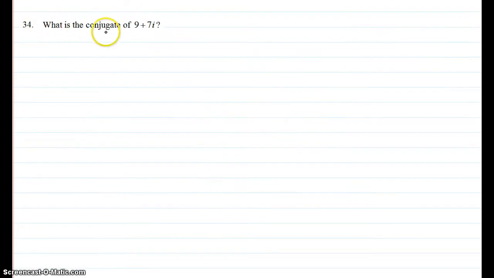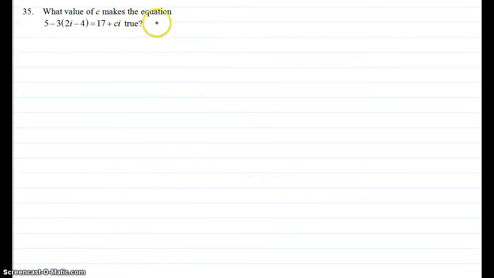Alright, 34, what is a complex conjugate? So like we already talked about, the real number stays the same, so it's going to be 9, and then we take the opposite of the imaginary part, 9 minus 7i.